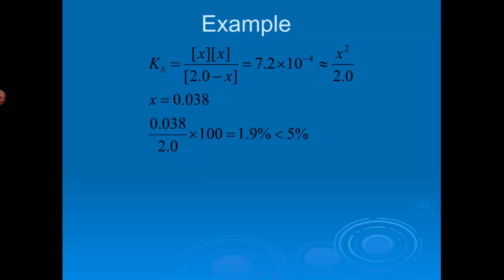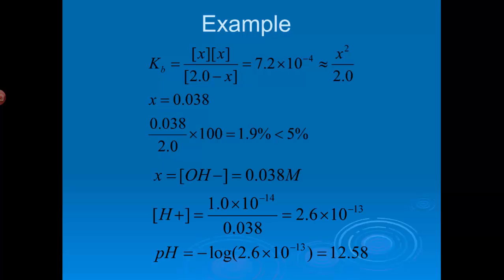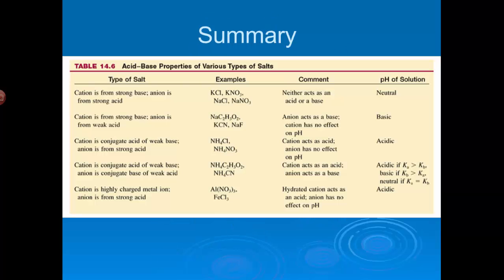We can put this into our Kb expression. Kb for F minus is 7.2 times 10 to the minus 4. We can make the approximation. We can check the approximation. It's valid. So we have our value for X. X in our ICE table is hydroxide ions. So we can find the H plus concentration. Again, divide Kw by the OH minus concentration. You'll have that. Take the negative log. You get a pH of 12.58.